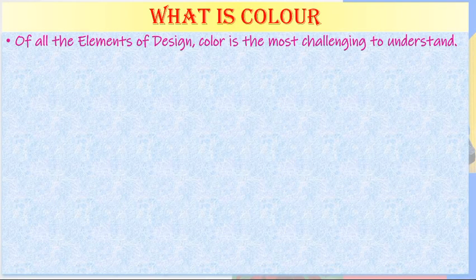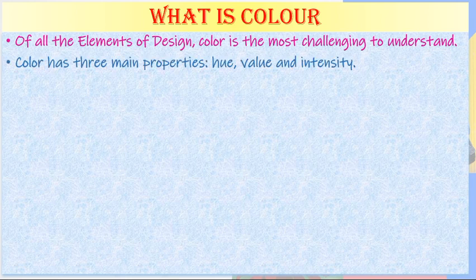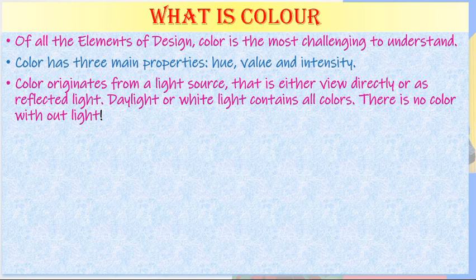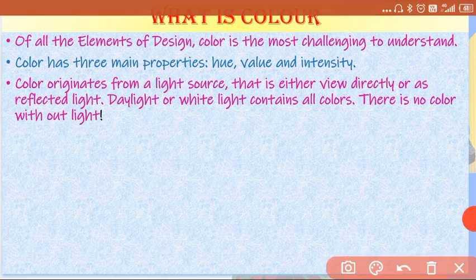color. What is a color? Of all the elements of design, color is the most challenging to understand. It has three main properties: hue, value, and intensity. Don't bother, we'll be doing this in detail, but just remember the terms. Color originates from a light source that is either viewed directly or as a reflected light. Daylight or white light contains all colors and there is no light without color.